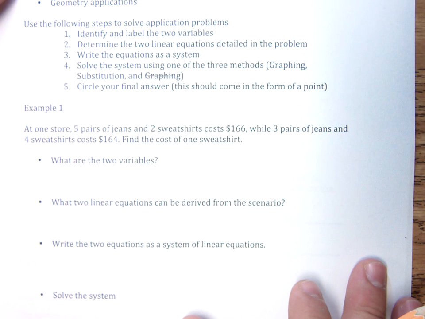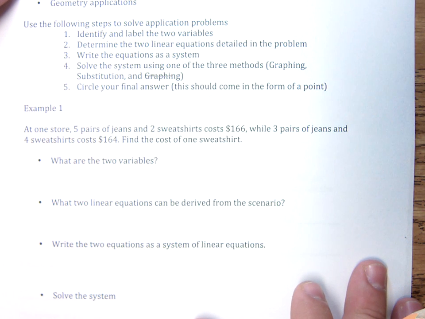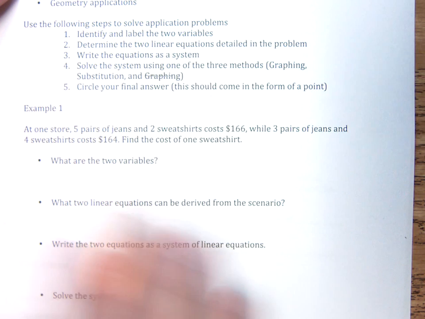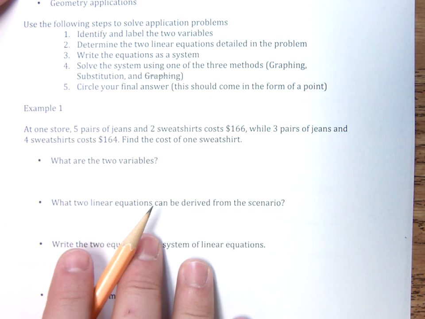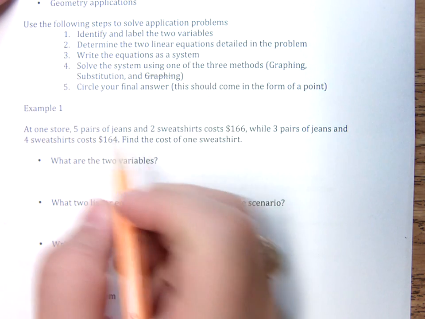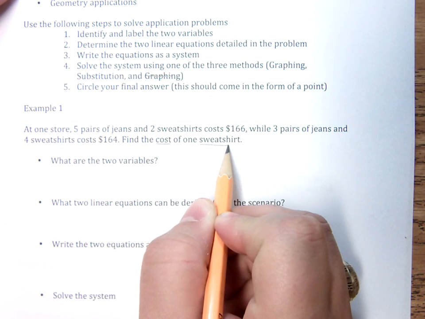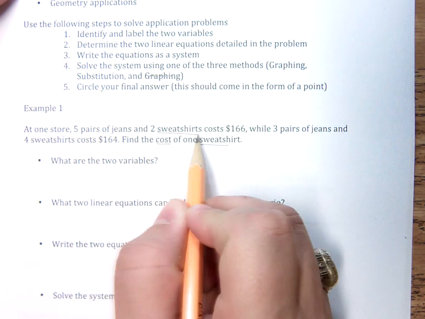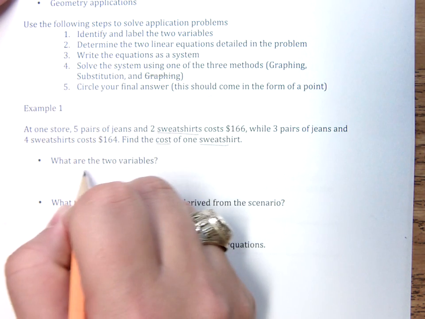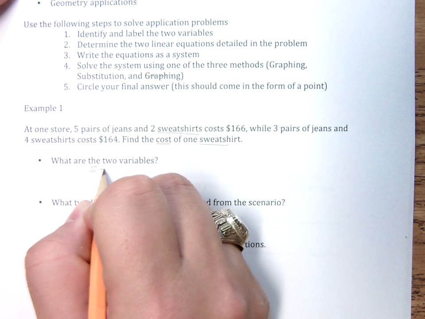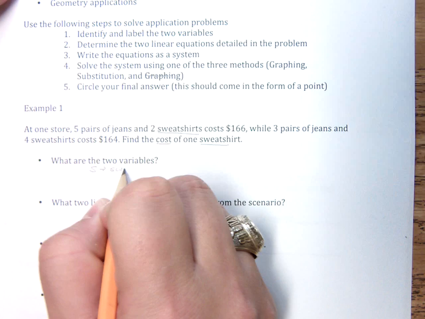Okay, so it says at one store, 5 pairs of jeans and 2 sweatshirts cost $166, while 3 pairs of jeans and 4 sweatshirts cost $164. Find the cost of one sweatshirt. Okay, this is a great question, but let's just go step by step. It says, what are the two variables? Well, first of all, we don't know the cost. The first thing we identified is the cost of a sweatshirt. So the one thing we don't know is how much a sweatshirt costs. So we're going to identify that variable as S for sweatshirt.